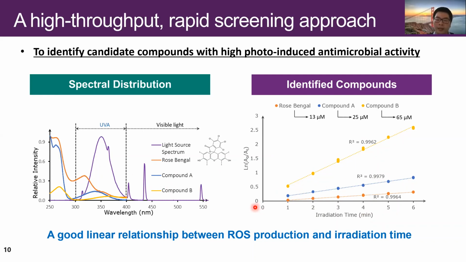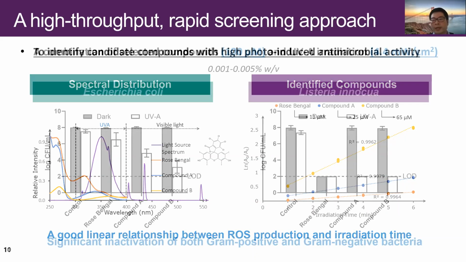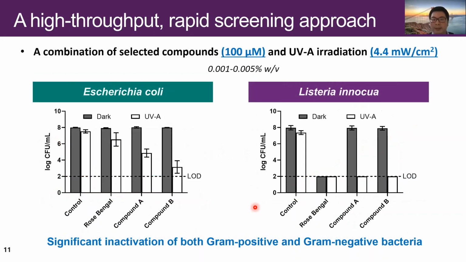So after we identified these two excellent candidate compounds, we tested their antimicrobial activity. In this case, we used a very low concentration of these two compounds, 100 micromolar. If we convert the units to a percentage, it is 0.001 to 0.002% weight per volume, a very low concentration. We are sure it will not affect the sensory properties of the food.